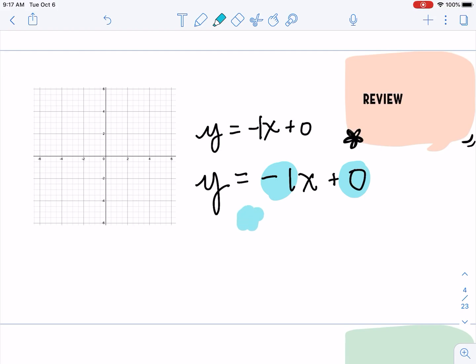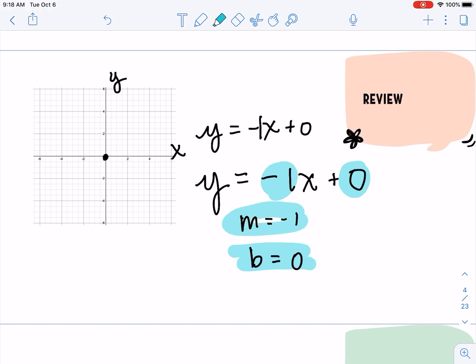m is negative 1 and b is 0. I begin with b, meaning I start at 0 on the y-axis, which is right here. That point has a special name. That's the origin. That's the origin of the graph where our x-axis and our y-axis cross.